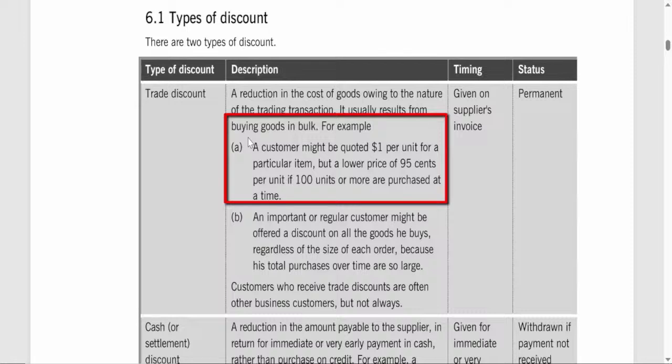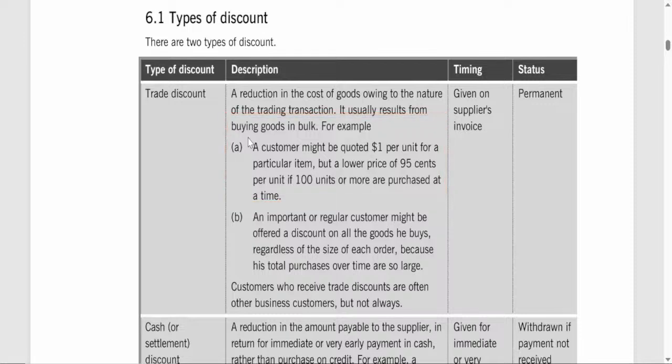When a customer buys a large quantity of goods, the supplier might offer a trade discount to incentivize this larger purchase. For example, if an item usually costs $1 per unit, the supplier might reduce the price to 95 cents per unit if the customer orders at least 100 units at once. The supplier benefits by selling more at once, and the customer benefits from a lower unit price.